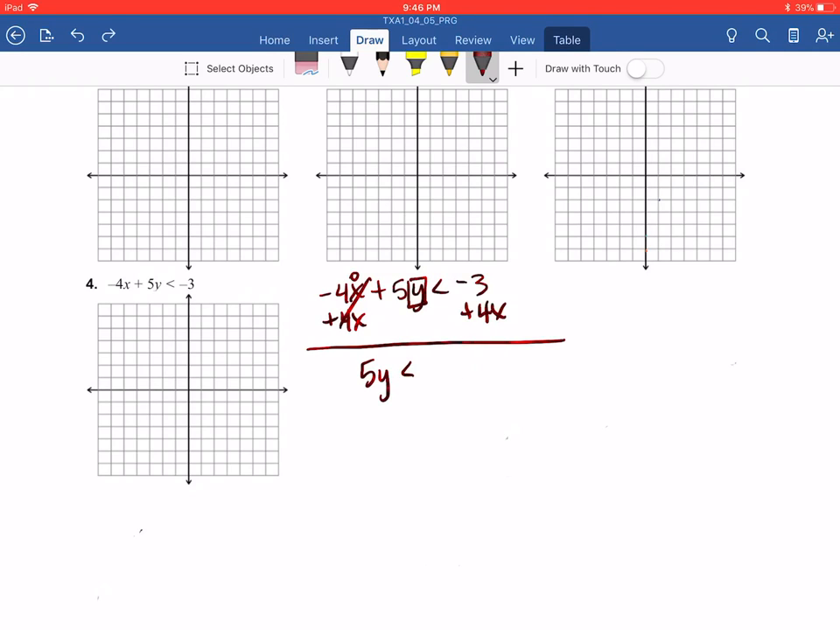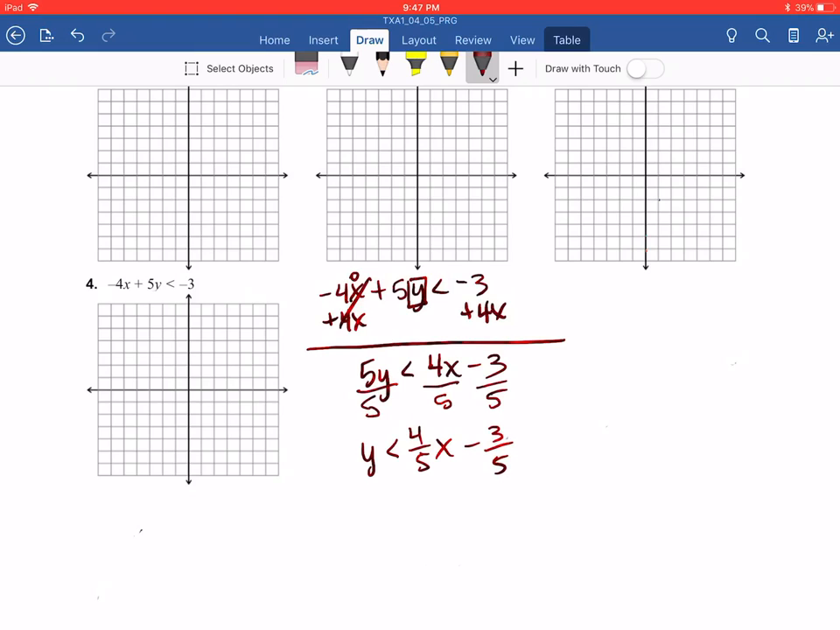4x minus 3. Now I need to divide each term by 5. So then I'm left with y is less than 4/5 x minus 3/5.